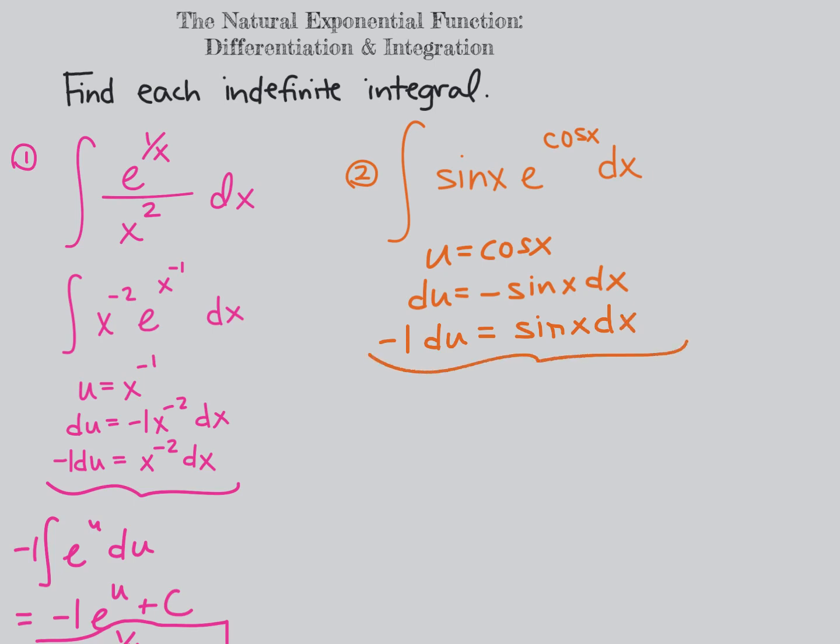So now we can rewrite our integral. That -1 can come out front, and our e to the cosine x gets replaced with e to the u. The sine x dx is -1 du. We already have the -1 taken care of, so it's just du. Integrating this gives us -1 e to the u plus c, and then back substitution gives us -1 e to the cosine of x plus c.